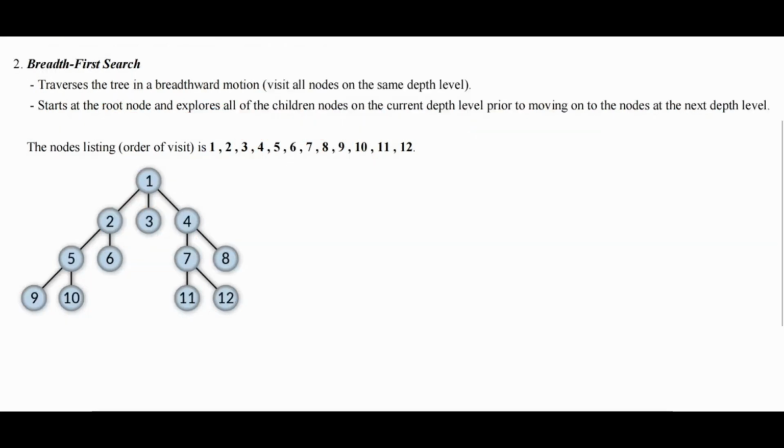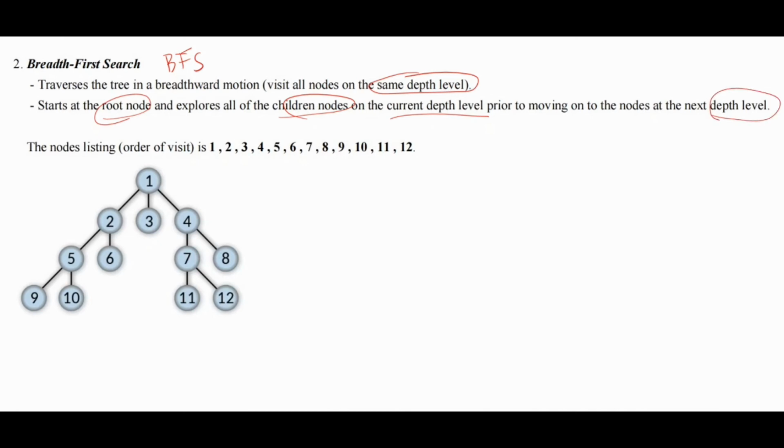The second tree search algorithm or traversal algorithm we have is the breadth first search, in short called BFS, and this traverses the tree in breadthward motion, visiting all nodes on the same depth level. So it starts with the root and explores all the children nodes on the current depth level prior to moving on to the nodes at the next depth level.